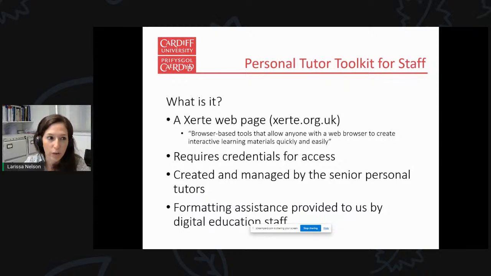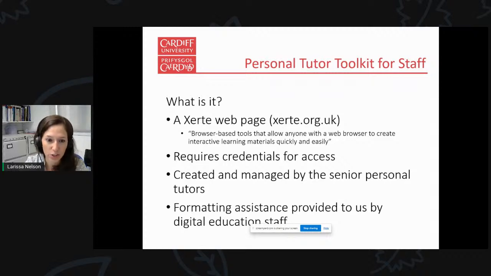To give a brief overview of what it is, it's a Xerte webpage. I'm not sure if anyone is familiar with Xerte, but I've pinched this quote from the Xerte website: it's a browser-based tool that allows anyone with a web browser to create interactive learning material quickly and easily. Using Xerte, you can choose how it is shared. We've set it so that it requires credentials for access, so only members of Cardiff University are able to access our personal tutoring toolkit.